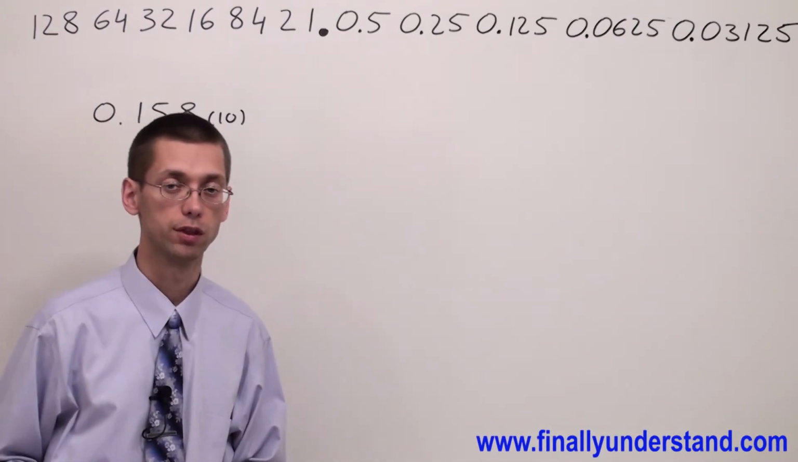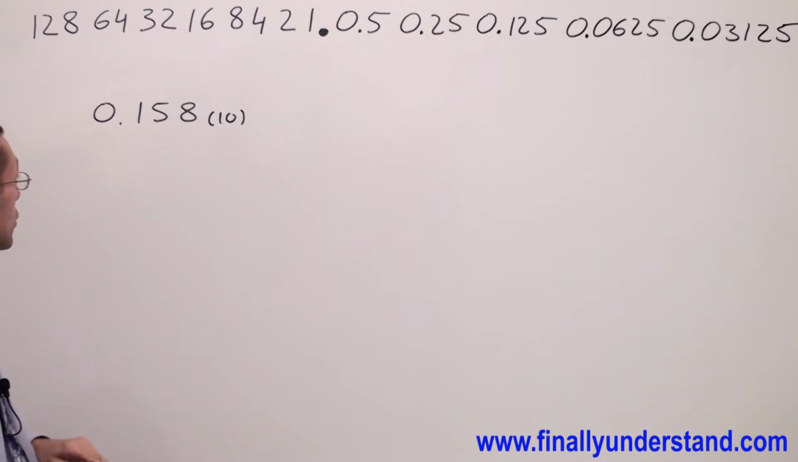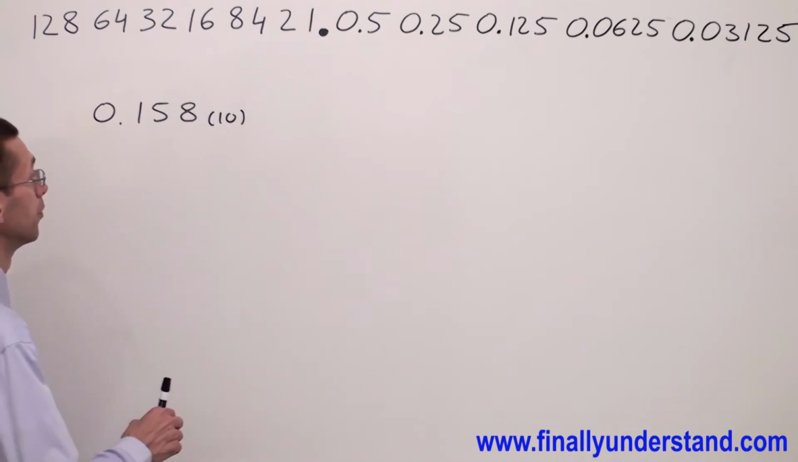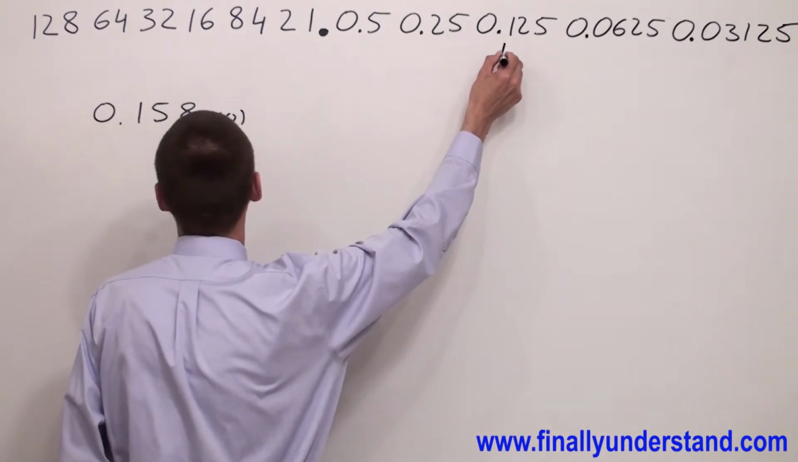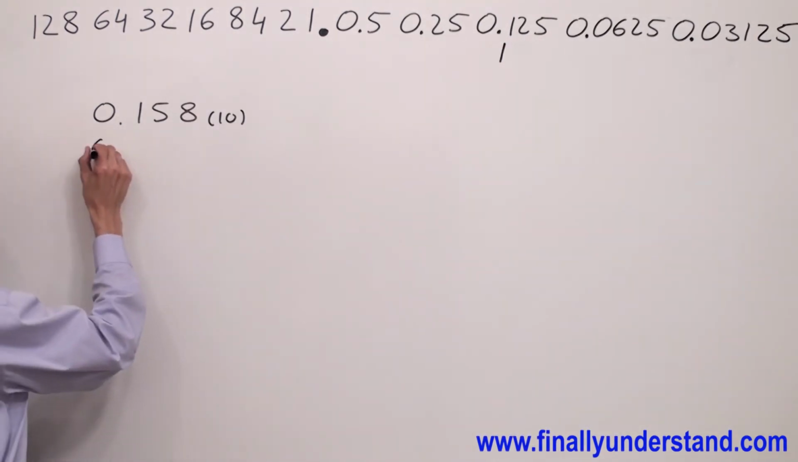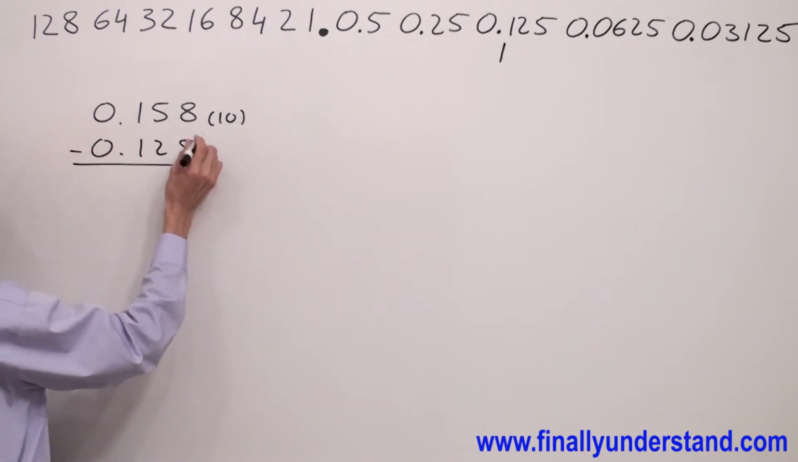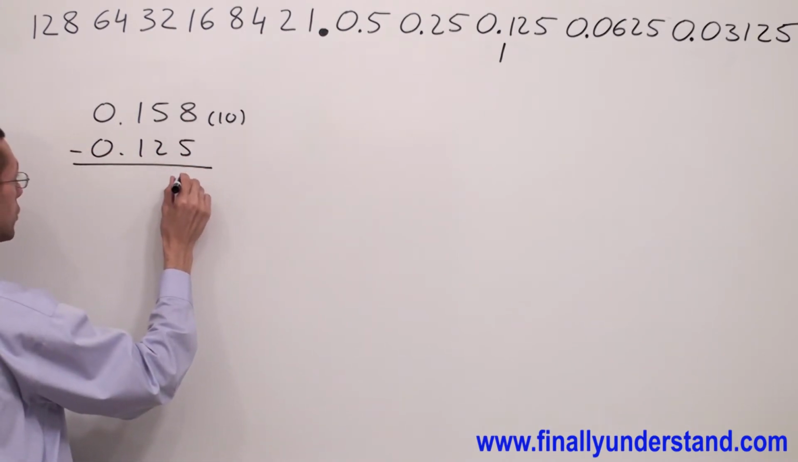We have another example on the board. We have 0.158,000 and we have to convert this to binary. The highest weight which I can subtract from this number is 0.125. I have 0.158,000 minus 0.125. 8 minus 5 is 3, 5 minus 2 is 3, and I have 0.